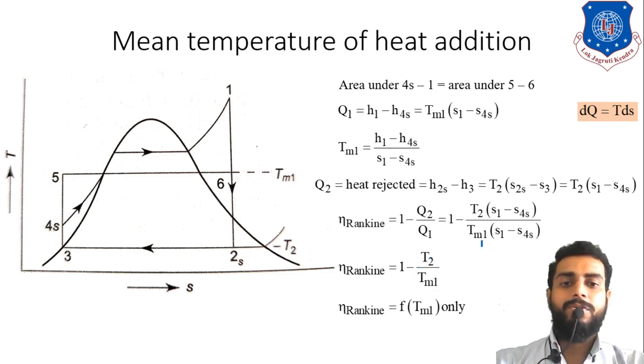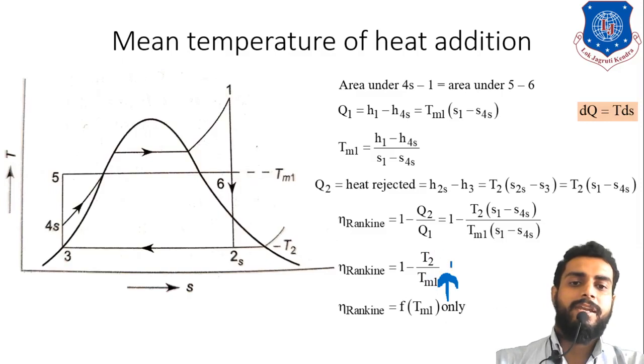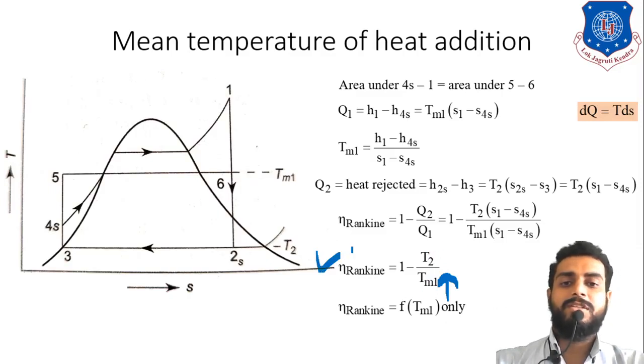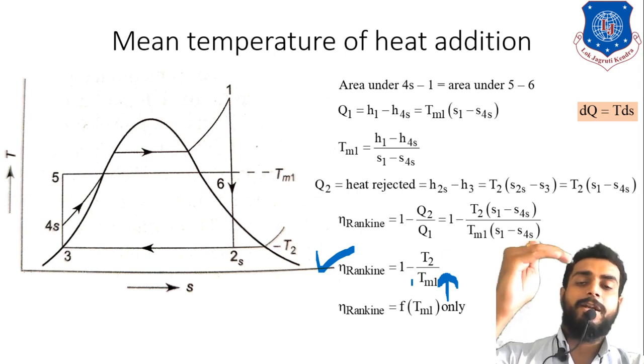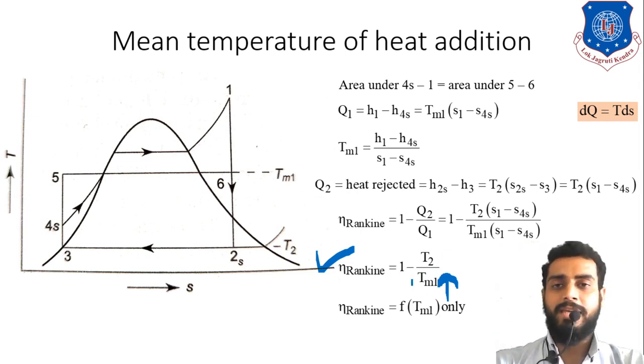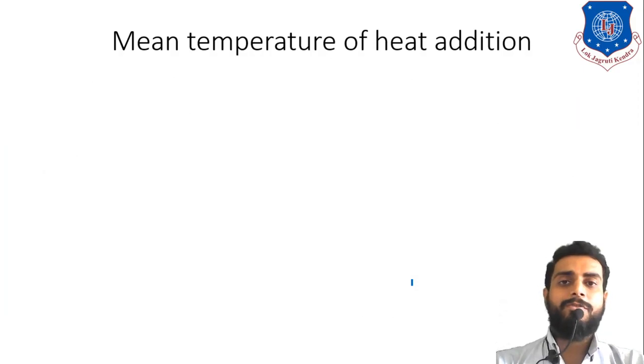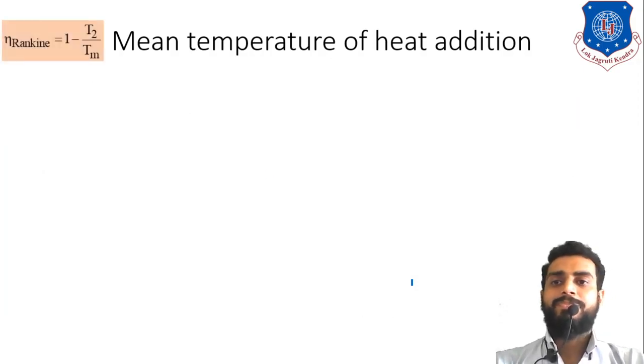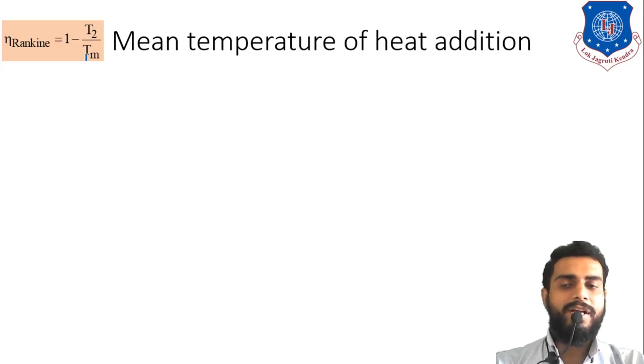Let me clear it for you. See this equation clearly: if you increase the Tm1, then what will happen? This whole term will decrease, and if this whole term decreases, then the efficiency of the Rankine cycle will increase. So the higher the mean temperature of heat addition, the higher will be the efficiency. That is the case. Right, now for that, I have written the equation of efficiency of the Rankine cycle again over here, 1 minus T2 by Tm. In the previous slide it was written Tm1, I have written Tm here, that is okay.